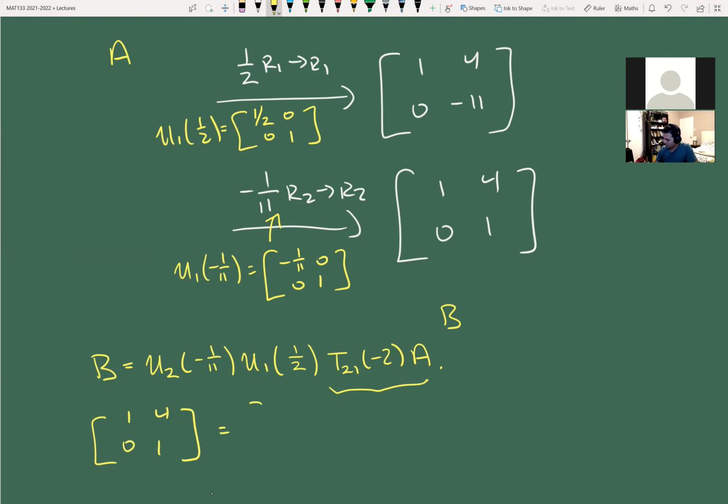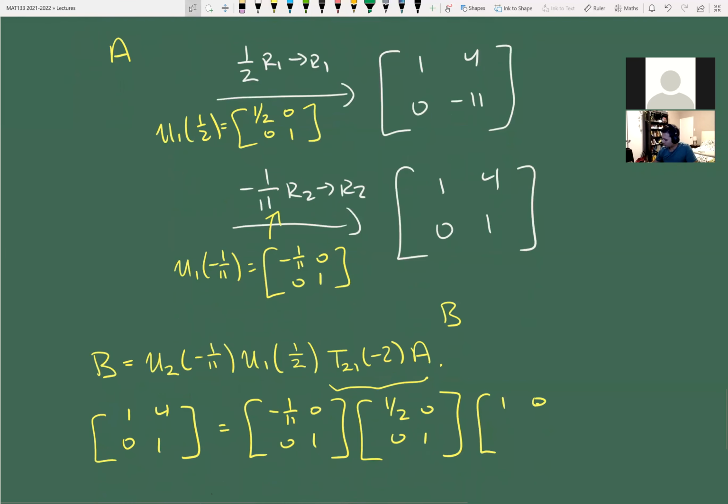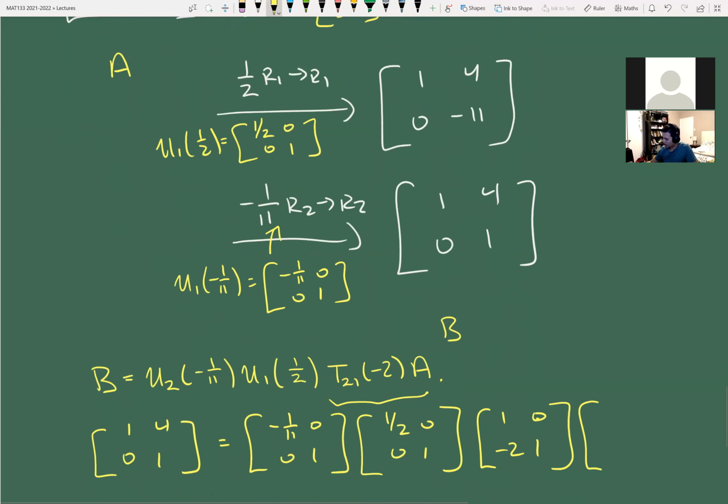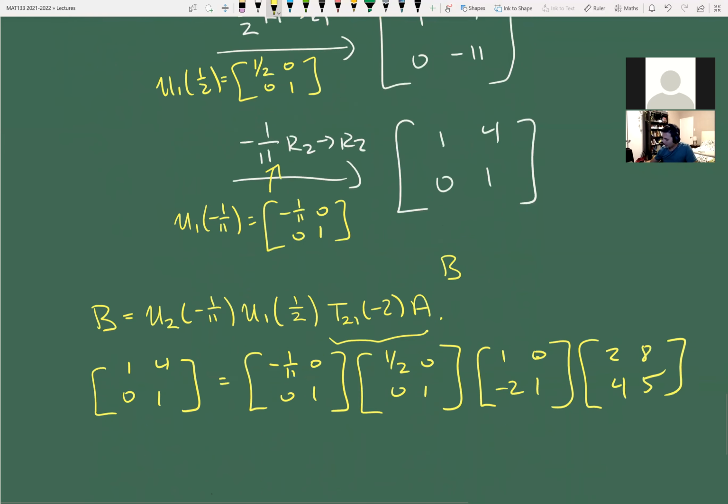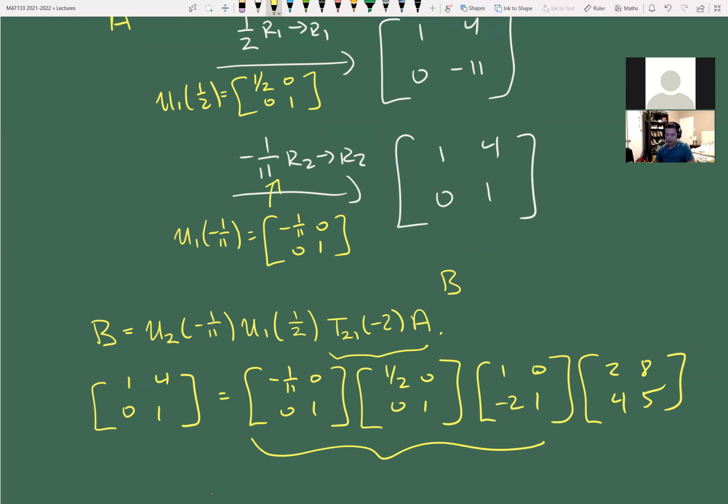And so what you would get is 1, 4, 0, 1 is equal to -1/11, 0, 0, 1 times 1/2, 0, 0, 1 times, what did we say that matrix was? 1, 0, -2, 1, times the original matrix, 2, 8, 4, 5. Right? And so these matrices are playing the role of the row reduction, right? They are the row reduction steps.